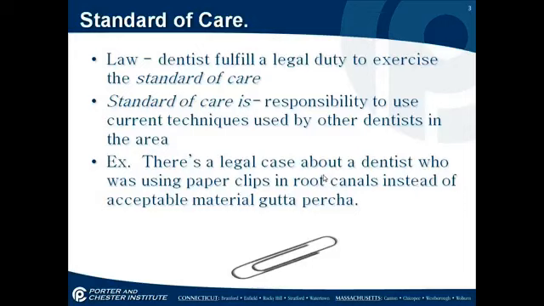The law says that you have to provide a standard of care, which is whatever current techniques are out there, used by all the other dentists in the area. That's the standard. For example, there's a legal case where a dentist was using paper clips in root canals instead of the acceptable gutta percha material. Years ago, they used to use stainless steel posts, so I think the thought process probably was that you could use this paper clip. This is not acceptable. The doctor was charged, and I'm assuming the doctor lost their license.